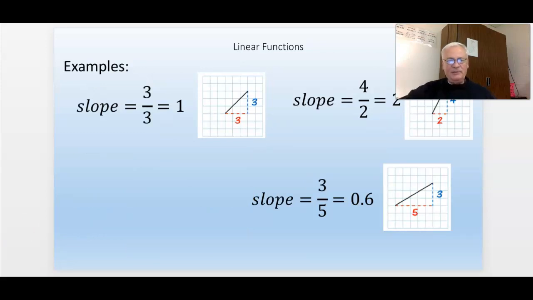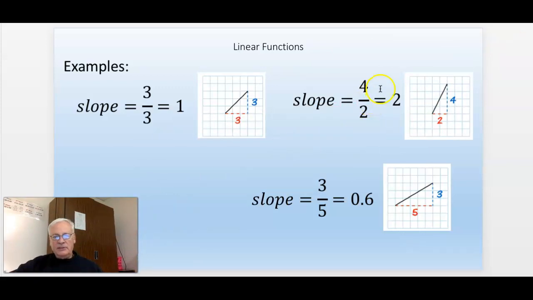And these are some examples. If it's 3 over 3, the slope is 1. A slope of 1 goes right through each square on the grid. A slope like this is steeper, so there's a slope of 2. It's up 4 over 2. And this one is more shallow. It's less steep, more flat. 3 over 5 is a slope of 0.6, less than 1.